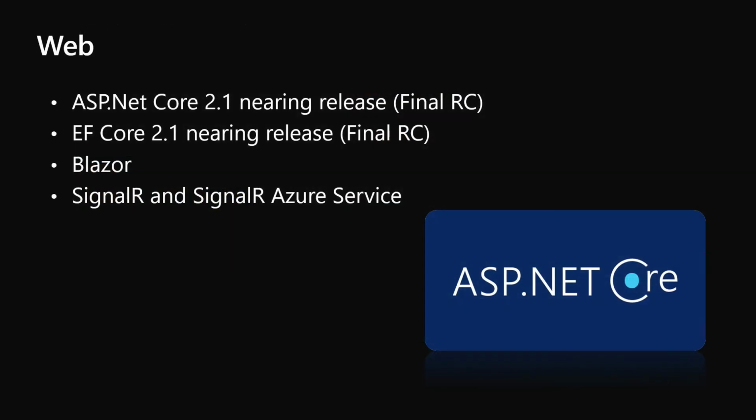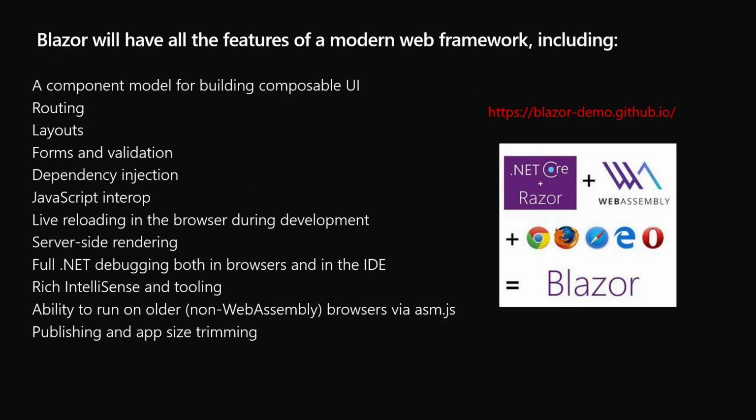And finally, the web section. ASP.NET Core 2.1, they pushed a final release candidate, so release is imminent. EF Core 2.1 release is imminent. Blazor is really cool. And then SignalR and SignalR Service.